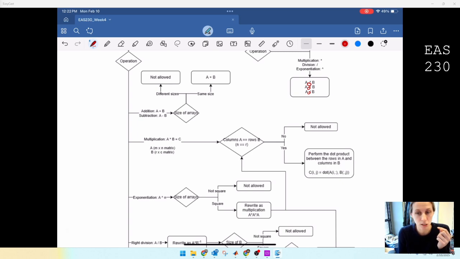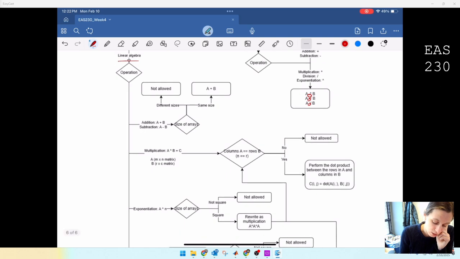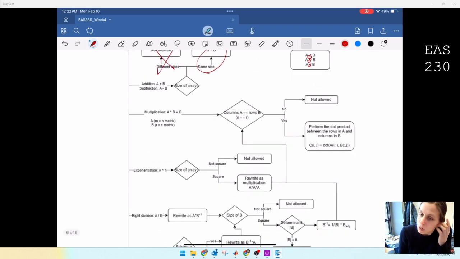Are you trying to add matrices, subtract matrices, multiply, exponentiation, division? If you're adding matrices, check your size. If they're the same size, you're good to go. If they're different size, not allowed. If you're trying to do matrix multiplication, you have A, which is, let's say, an M by N matrix, and B is an R by C matrix. Check to see if these inner dimensions match. If they match, you're good to go. And then you can perform the dot product between the rows in A and the columns in B, and this is how I defined it for each value.